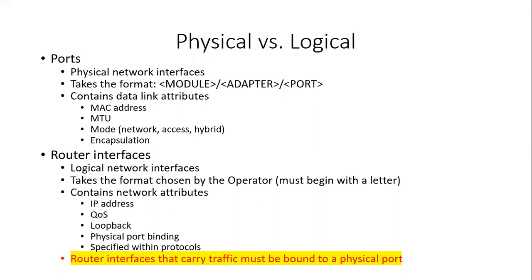And last but not least, router interfaces that carry traffic must be bound to a physical port. So there are certain circumstances where, for the sake of quote unquote tricking a certain type of service into remaining operationally up, you can bind a logical router interface to that service. As long as the service sees that logical router interface operationally up, the service itself will remain operationally up. But again, in that example, that logical router interface isn't carrying any traffic. It's just there for the sake of fooling, for lack of a better word, that particular service.